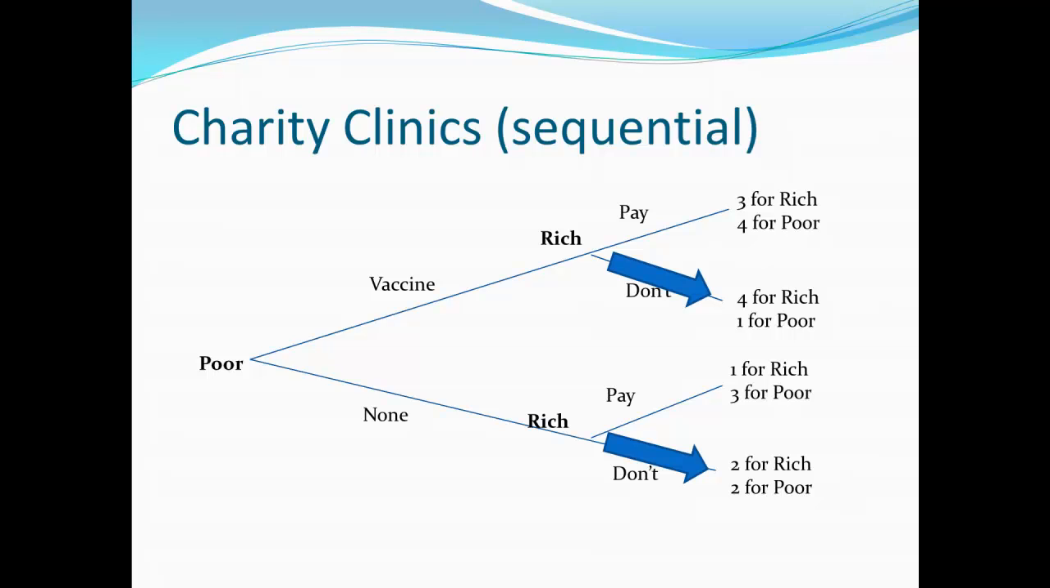The poor, knowing that, would say, well, I'd much rather save my food for something else, I'm not going to take the vaccine. And so here we have the totally opposite outcome if we change the order. So if the poor act first, we don't get any charity clinics set up, the poor don't get vaccinated. If the rich act first, then we do get charity clinics set up, and the poor do get vaccinated. So the sequence matters.